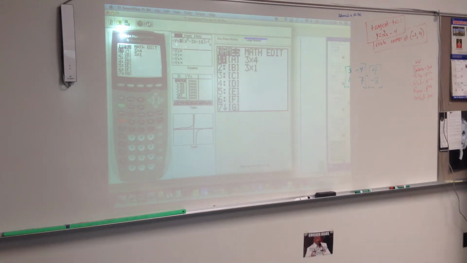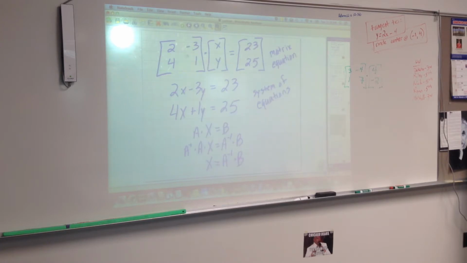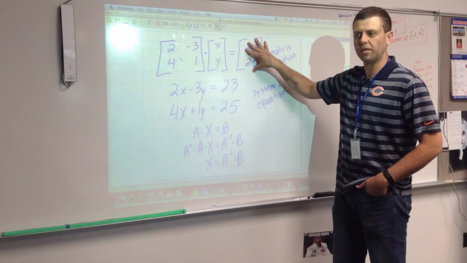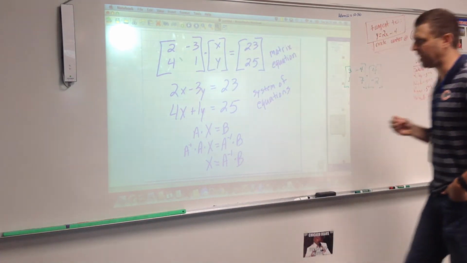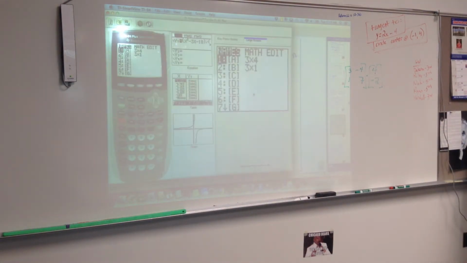So a screen like this will show up. You may have different numbers there, but a screen similar to this will show up where it says names, math, edit. Okay? Let's say I want to do the problem that we just did. So this was our matrix A, correct? And this was our matrix B. I'm going to create these two matrices on my graphing calculator. So I need to go over to Edit.